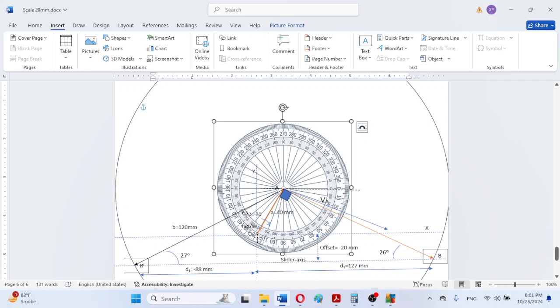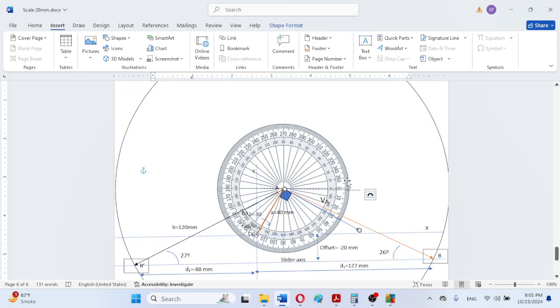As we can observe, this line is along 120 degrees, so this vector must be along the 30 degree line, because 120 minus 30 is equal to 90 degrees. So the 90 degree location will be here. Now we can measure the angle.